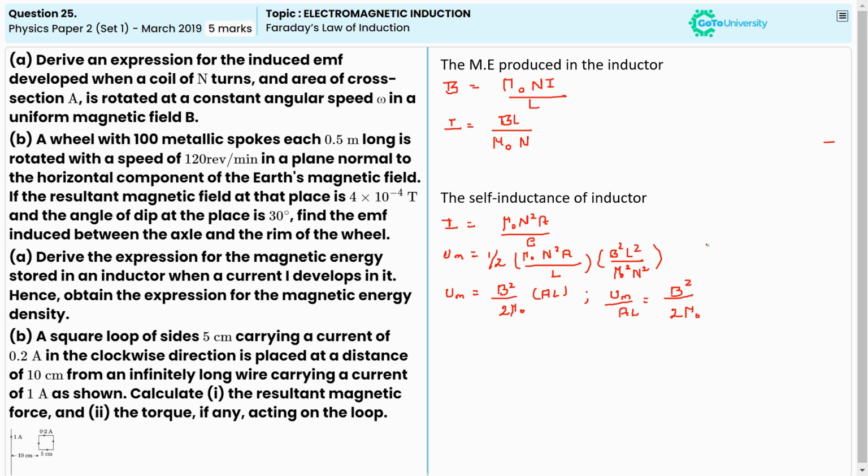Then the energy stored per unit volume, called energy density, is given by U M divided by A l. This we can represent by u M bar. Then from equation 4, u M bar is equal to B square divided by 2 times mu naught.